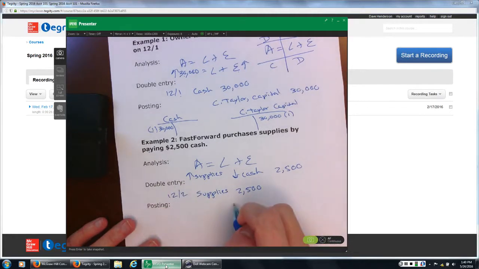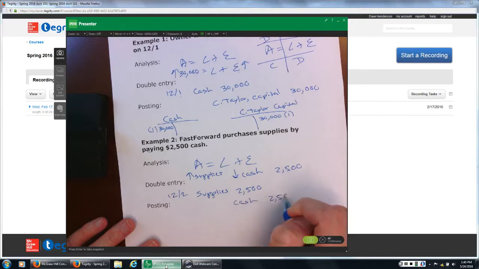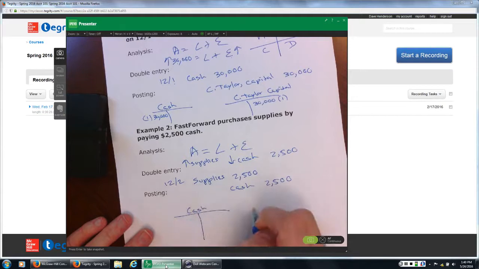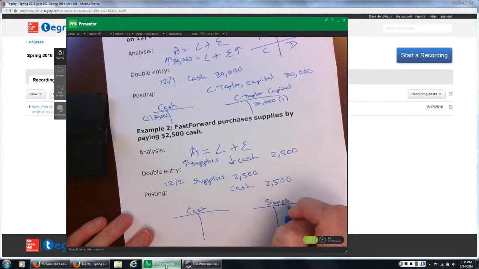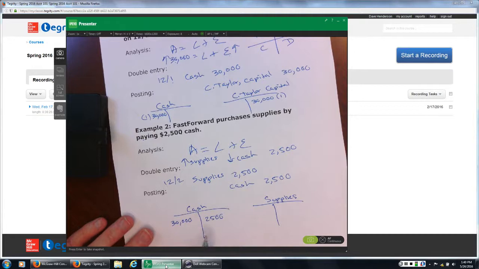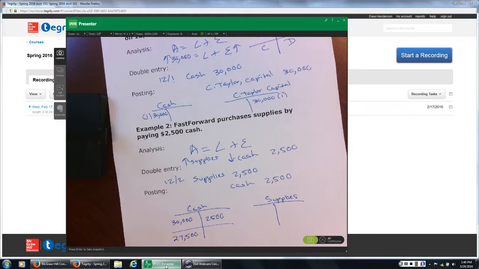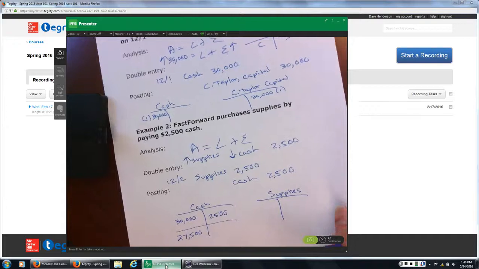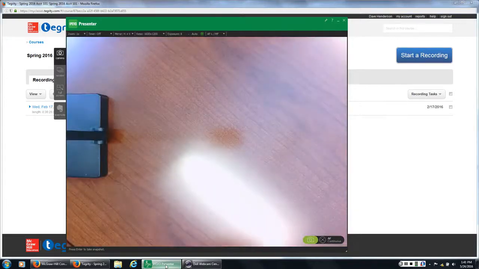I debit supplies for $2,500, and I credit cash for $2,500. Okay? I can go through with my postings, and I can say my cash. I can say my supplies. And recall back up here, we had our 30,000, right? Now I have 2,500. So I can actually calculate out my balance in my cash account by saying my 30,000 minus my 2,500 gives me my 27,500 right there.